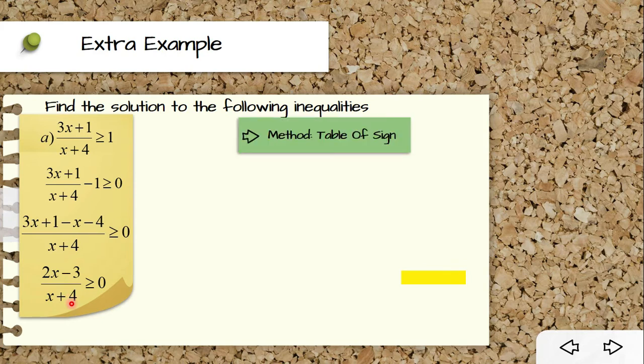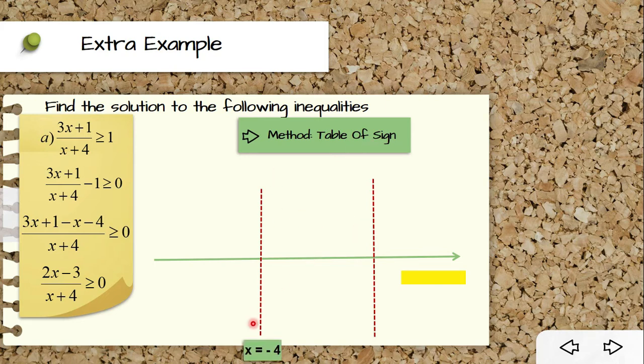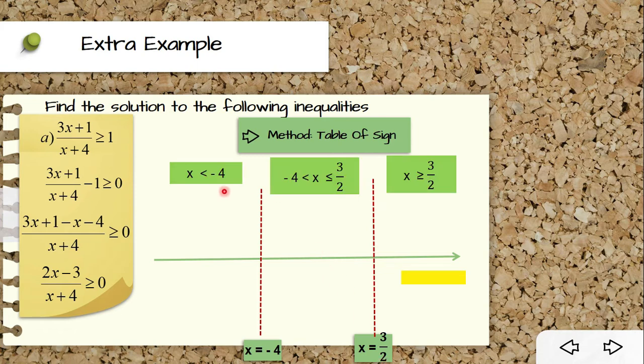So now we try to use the table of signs method. We draw a table like this. Then you put the value of -4. The value -4 comes from the factor of the denominator. So you put x + 4 = 0, therefore you get x = -4. This is actually the root. Next we find the second value, which comes from the factor of the numerator. So you get x = 3/2. Next, we write down the intervals.